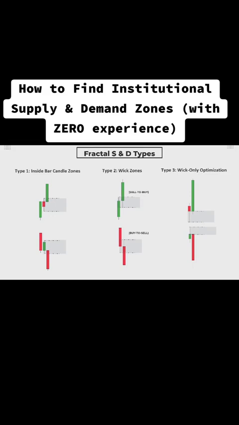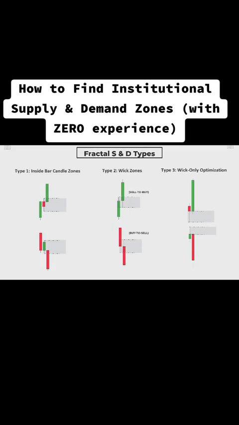Here's the fix. Just use the wick. That long wick often is the real footprint, the actual reaction zone from the lower time frame. By focusing only on the wick instead of the whole candle, you're narrowing down your entry zone without losing accuracy.